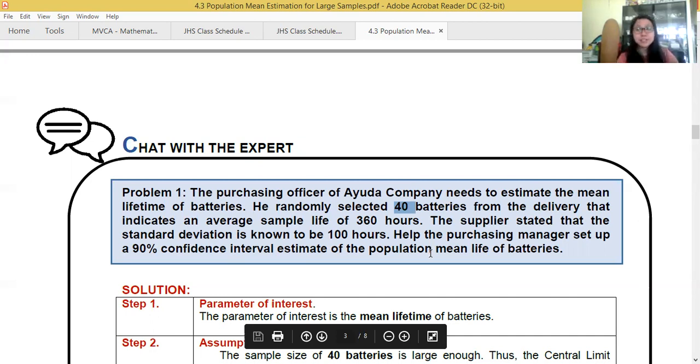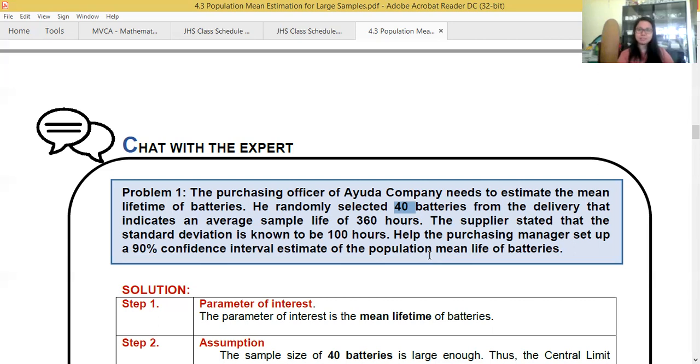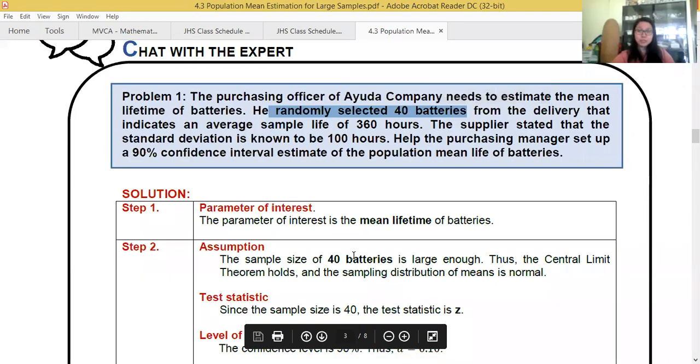Let's start. Parameter of interest. What is the problem all about? It's about the average or the mean lifetime of batteries. Step 2. How many samples are there? He randomly selected 40 batteries. So 40 is a large sample size. So we say the sample size of 40 batteries is large enough. Thus, the central limit theorem holds and the sampling distribution of means is normal. And since this is large, our test statistic is Z. Our confidence level is 90%, so our alpha is 0.10.